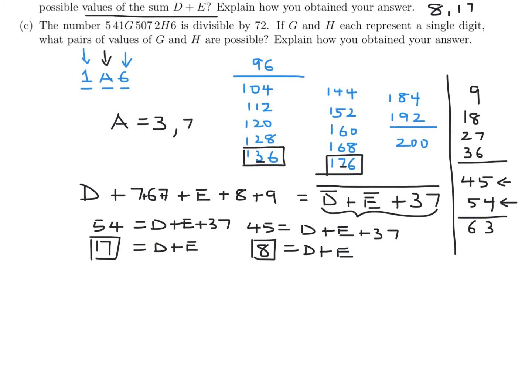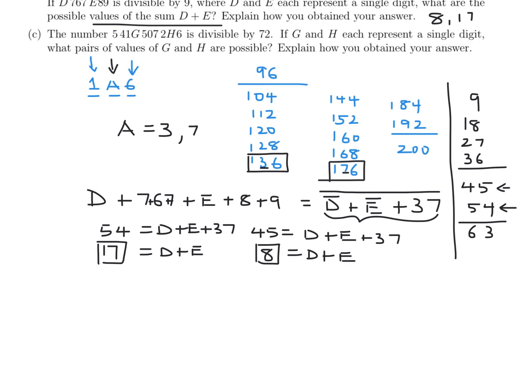And then moving right along to part C of this question. The number 541G507286 is divisible by 72 if G and H each represent a single digit. What pairs of values of G and H are possible? Okay. All right.